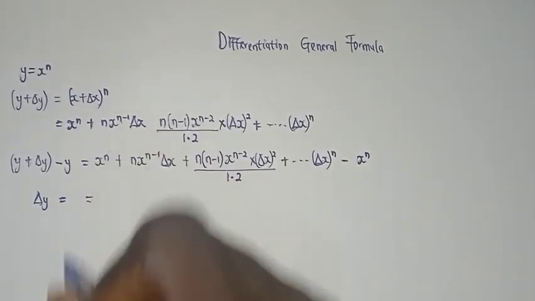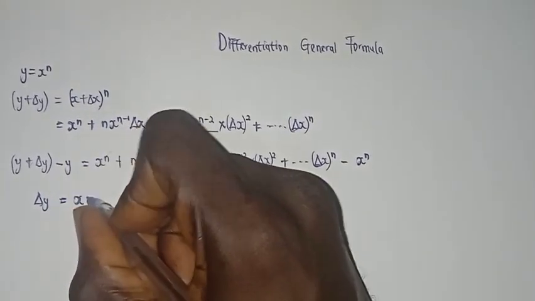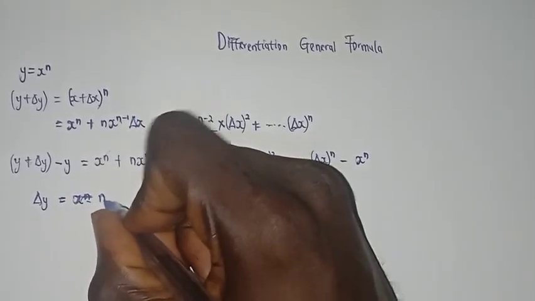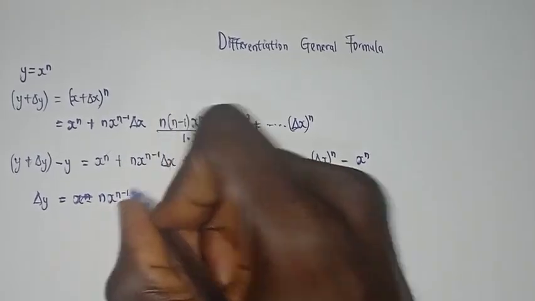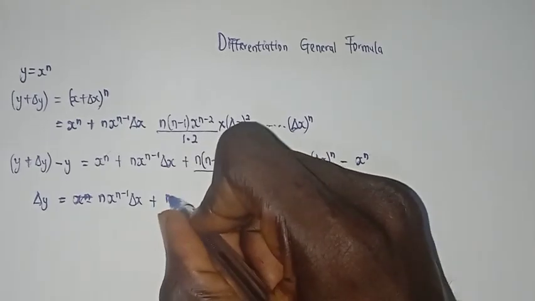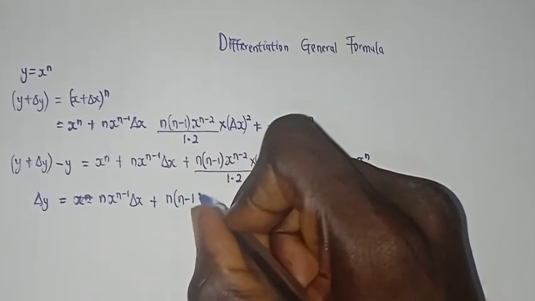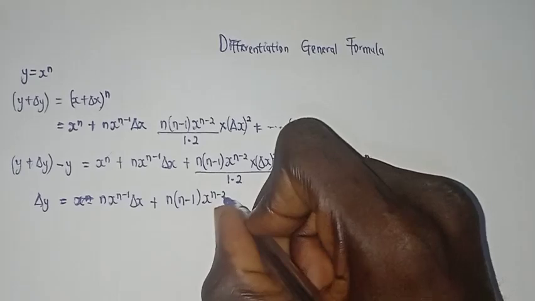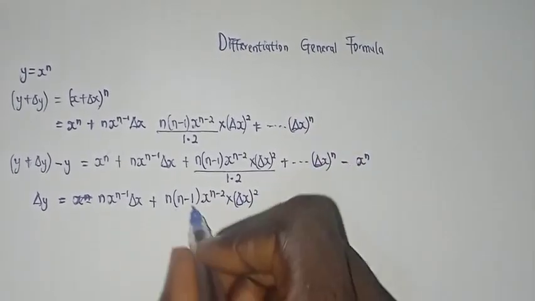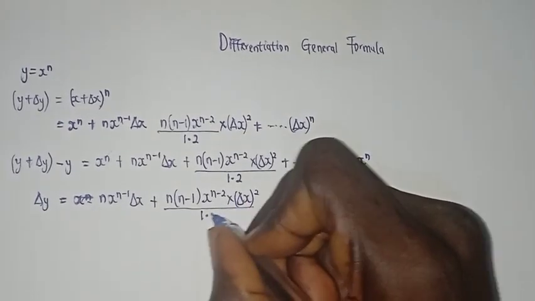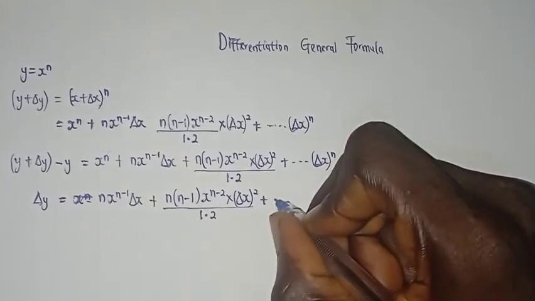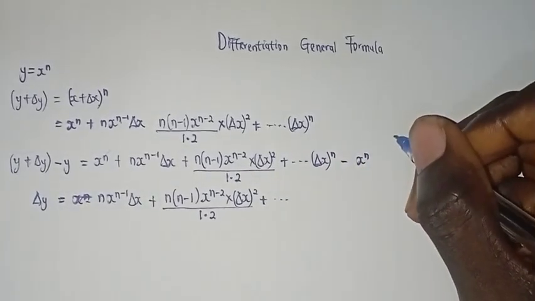So delta y is equal to n x^(n-1) delta x, and then plus this n(n-1) x^(n-2) multiplied by delta x all squared all over 1 multiplied by 2, right? Now we can leave out this last term, okay? We can leave out the last term.